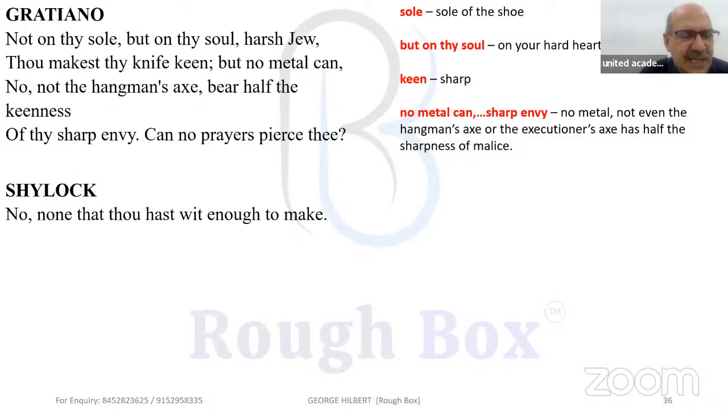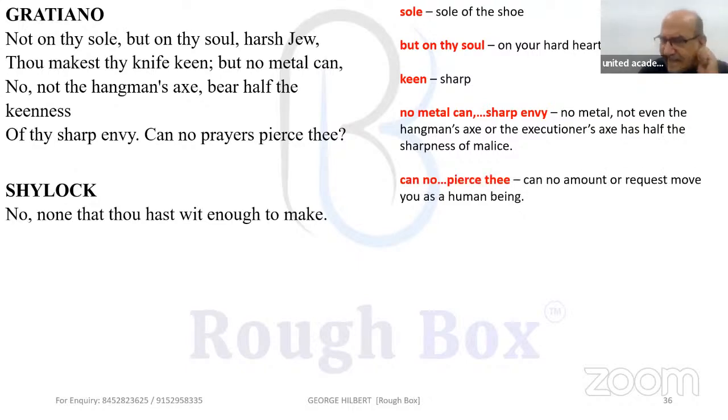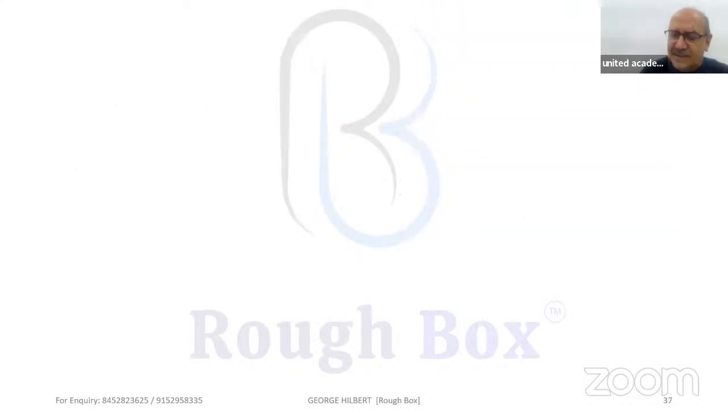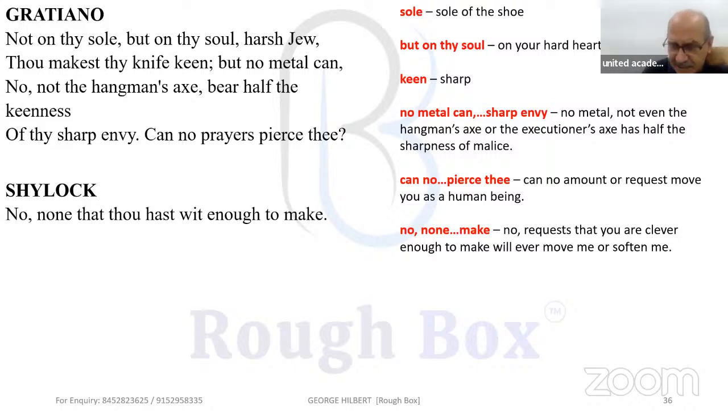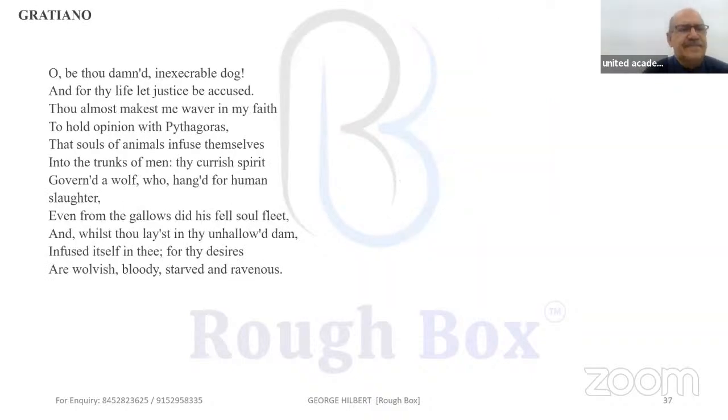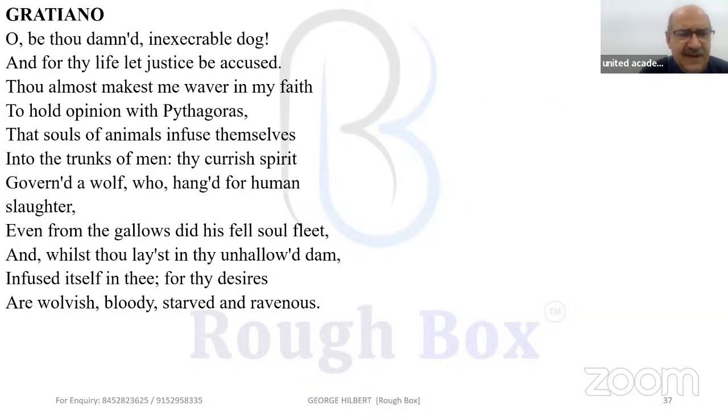And Shylock mockingly says, no, none that thou hast wit enough to make. No amount of pleading. And definitely you are not clever enough to make any such pleas to me. Okay? Look at the meanings properly, and the text will become easy for you. None that you are clever enough to make.